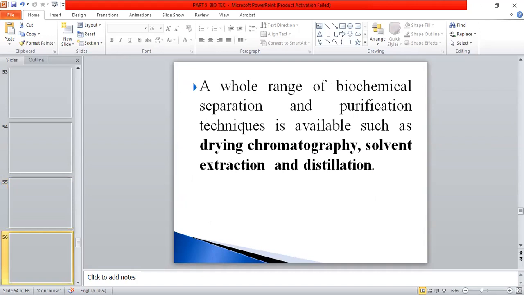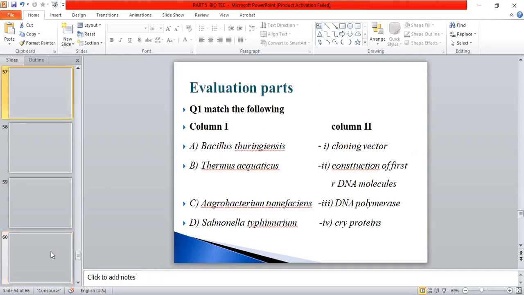Next, a whole range of biochemical separation and purification techniques is available, such as chromatography, solvent extraction, and distillation. These things I already told you. The biochemical technique is essential. Chromatography techniques include paper chromatography and different types, and there are subdivisions also. These are very, very important. So that's all about these classes, my dear.